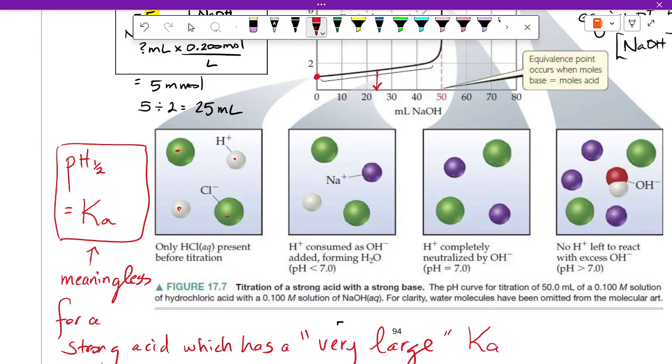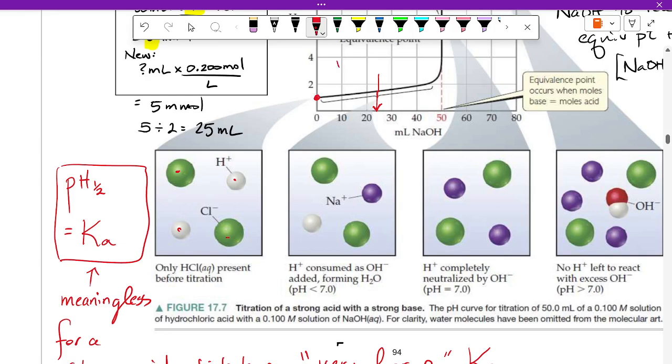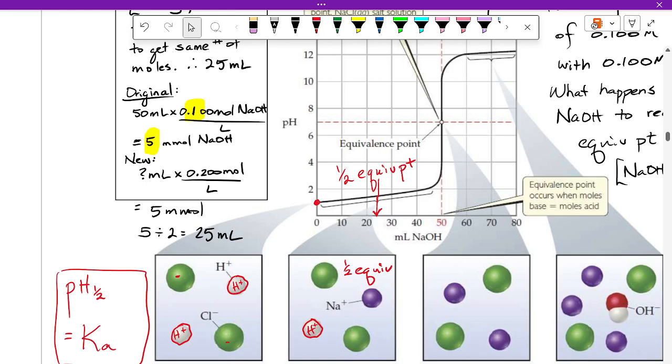So you can see at the half equivalence point, let's just label that here. Even though it's meaningless, you might as well start recognizing where it is on the graph. At the half equivalence point, we have neutralized half of the hydrogens, because here at the beginning we had 2 hydrogens. Here we only have 1 hydrogen. So this is our half equivalence point. And then we get to our equivalence point, which is pH 7.